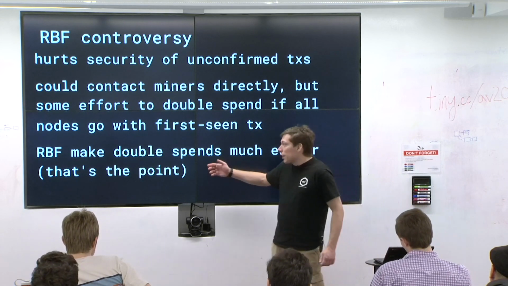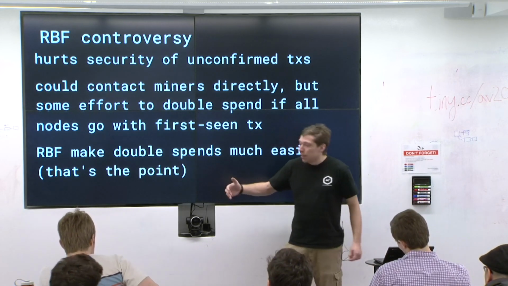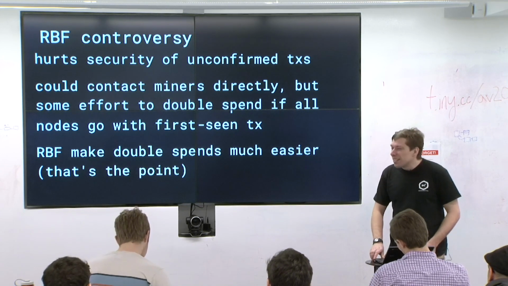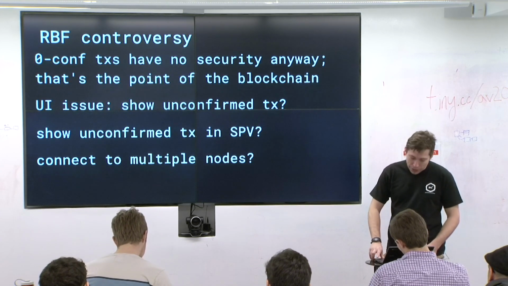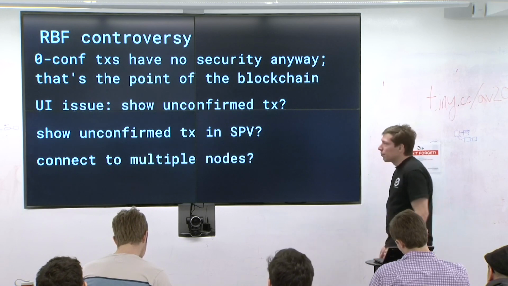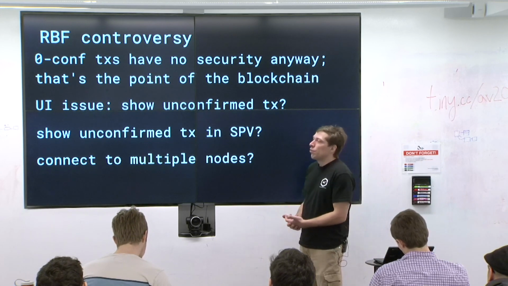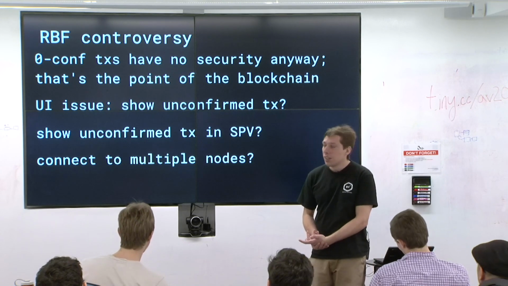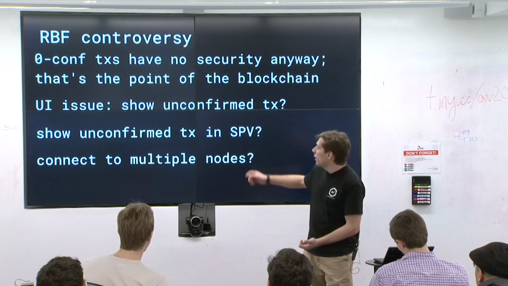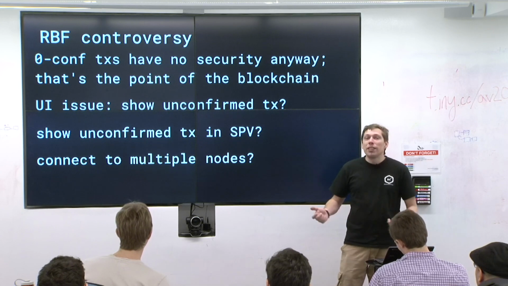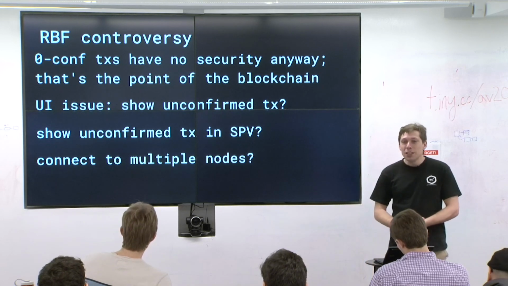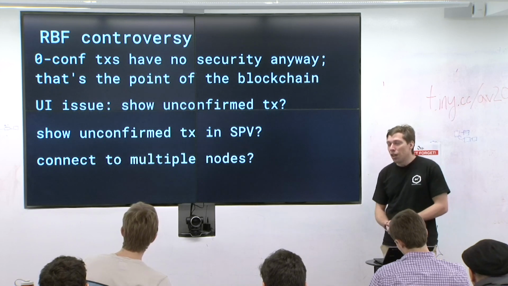And yeah, so to some extent, replace by fee does make the double spends easier to do. That's the point. But the thing is, it's not secure anyway. So anyway, it's also a UI issue. Should you even show unconfirmed transactions? Almost all of the wallets do, even the SPV ones. And the SPV ones have no idea if it's even valid or has a valid signature, since they can't even check signatures, right?